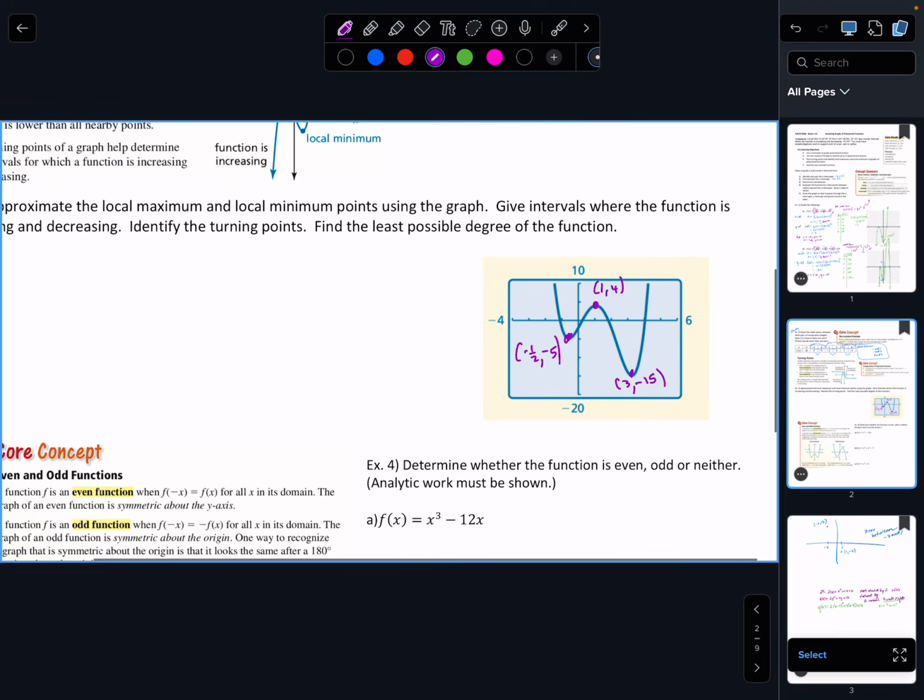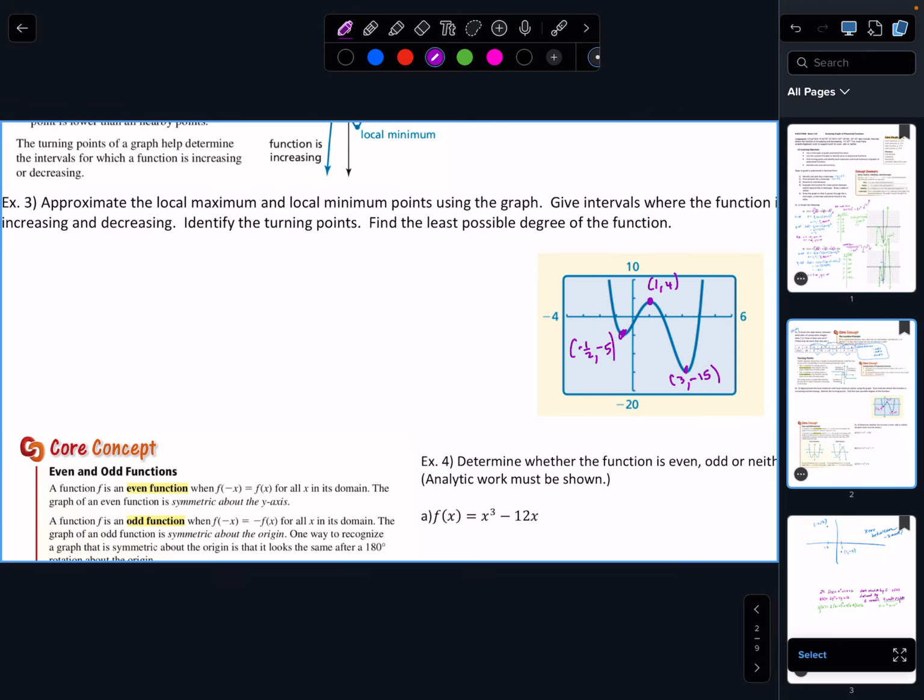Now we're going to use those to answer the rest. So approximate local max and local mins. So we have local max. It is the y value. So the local max is right here. In that vicinity, it's a high point. And it's the y value. So the local max is 4 when x equals 1. That's the only local max.